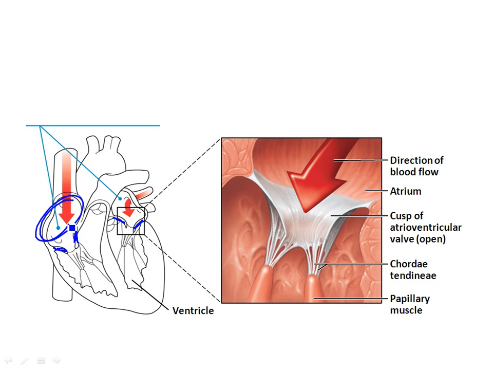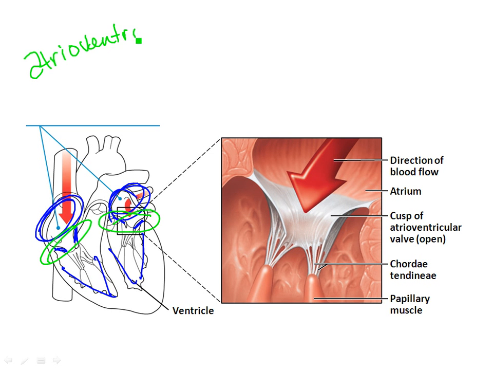Now here you have your atria. Your atria are your receiving chambers. Down here you have your ventricles. Okay, so these two valves that are between the atria and the ventricles are your atrioventricular valves. Atrioventricular valves, between the atria and the ventricles.